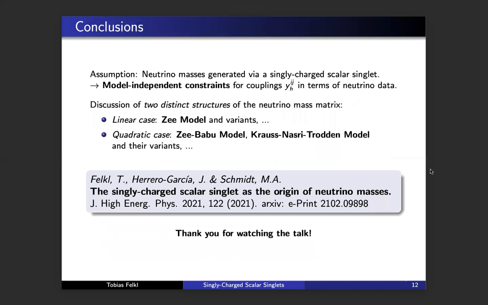Okay, let me leave you with the takeaway message, which is that we managed to derive constraints for the couplings of the singly charged scalar singlet, which are model independent, just based on the structures of the neutrino mass matrix. Let me re-emphasize that our classification can be applied to several well-known models of neutrino mass generation, including their variants, in full generality, actually.